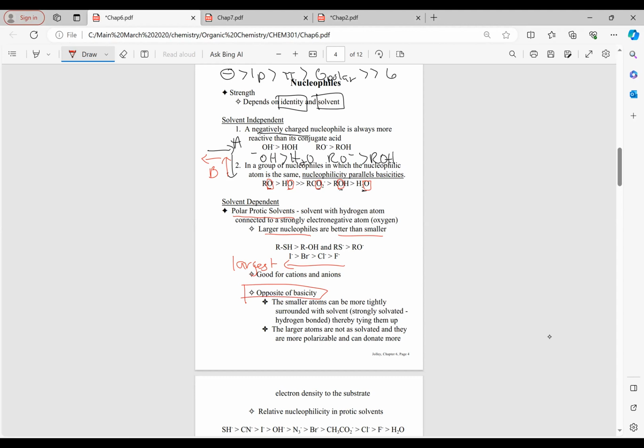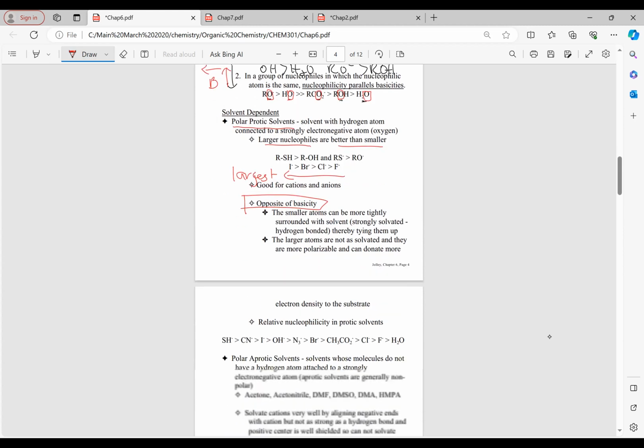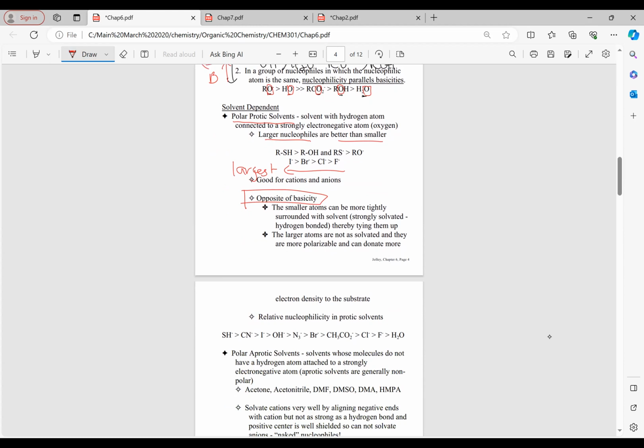The smaller atoms can be more tightly surrounded with a solvent, more strongly solvated, and it ties them up and they can't polarize their electrons, so they can't get away. The larger atoms are not as solvated and they are more polarizable, so they can do more mushing, and then they can get away. And so here's just a generic trend. This is not on your reference sheet, but it's just a generic trend for polar protic. So SH, cyanide, iodide. Some of those you can't tell the size, so you can look at this list.